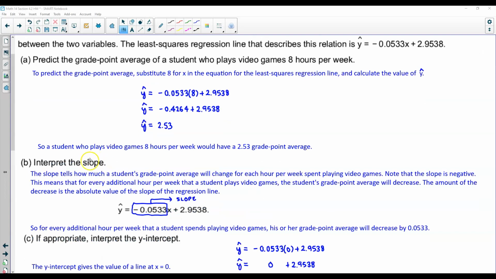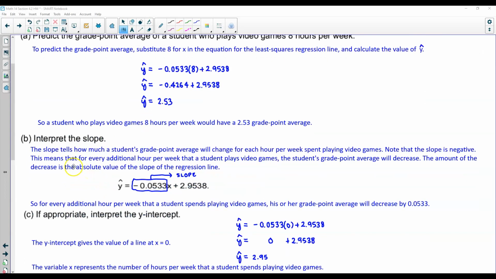In part B, we want to interpret the slope. Now, the slope tells us how much a student's grade point average will change for each hour per week spent playing video games. Note that the slope is negative. This means that for every additional hour per week that a student plays video games, the student's grade point average will decrease. So the amount of the decrease is the absolute value of the slope of the regression line.